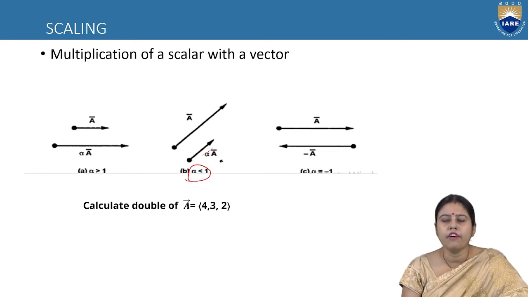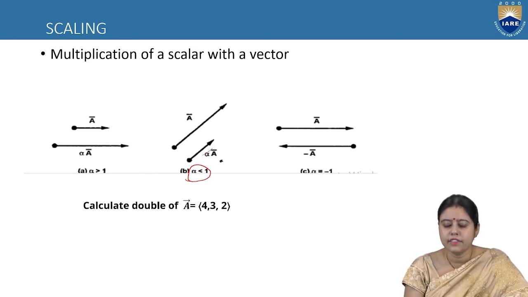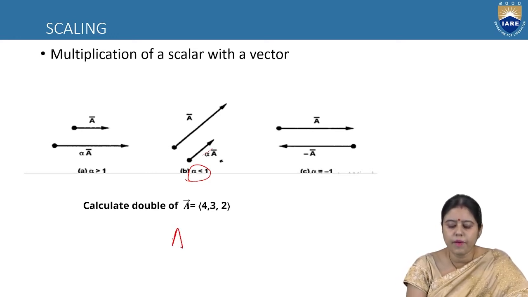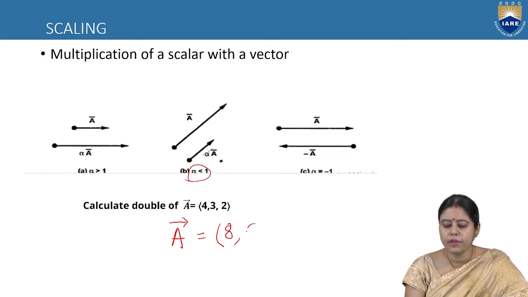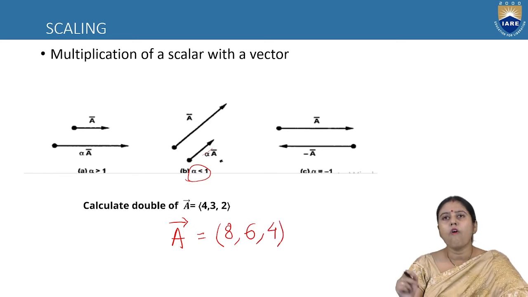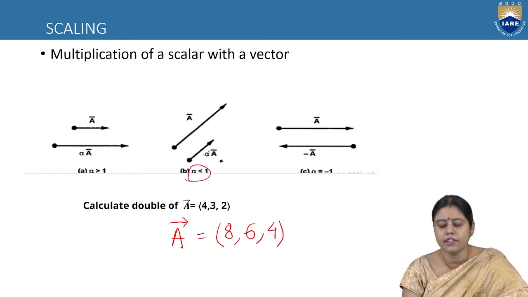So if we have a vector A = 4, 3, 2, same thing we are taking. First we have to make it a double. Double means we just want to change the magnitude. What will be the value? X will be double, means 8. Y will also double, means 6. Z will also double, means 4. So all the positions will be doubled.